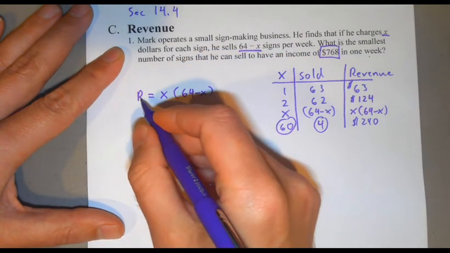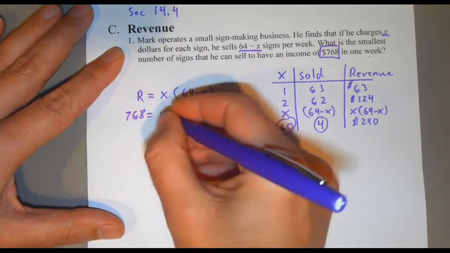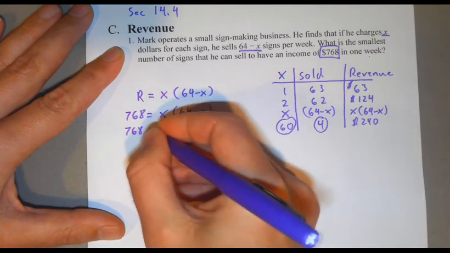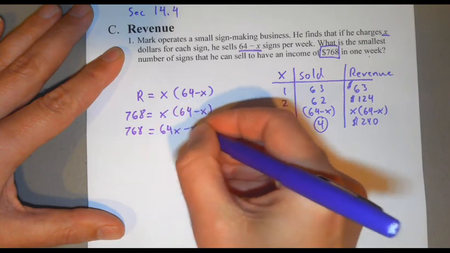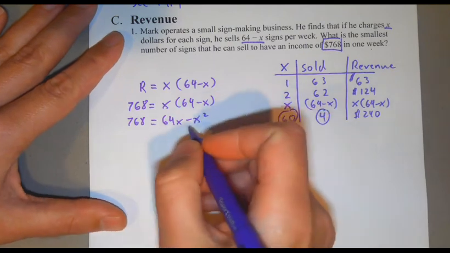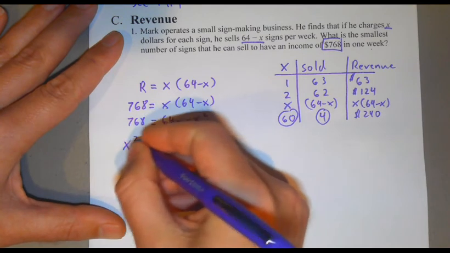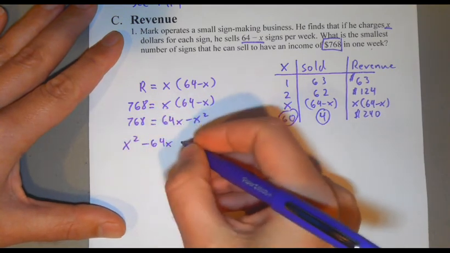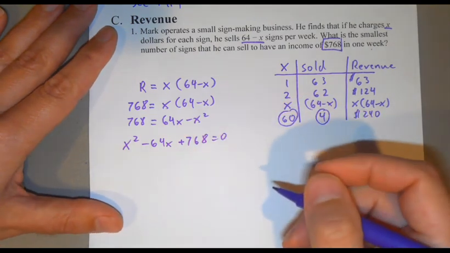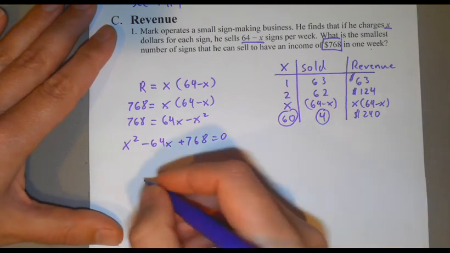And what do we want the revenue to be? We want it to be 768, and we can distribute. Gives us 64x minus x squared. And of course, we got a quadratic equation. We want to set equal to 0. We want the x squared to be positive, so we're going to move it over to the other side. X squared minus 64x plus 768 equals 0. And we could take a minute and see if it does factor or if it doesn't factor. I'm going to go ahead and go straight to the quadratic formula though.